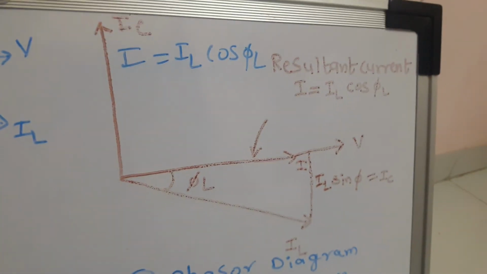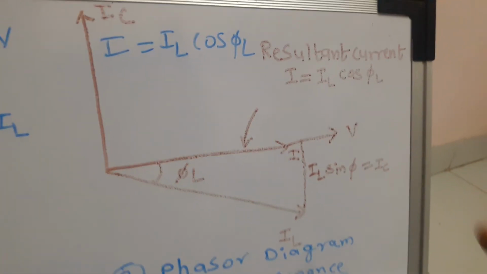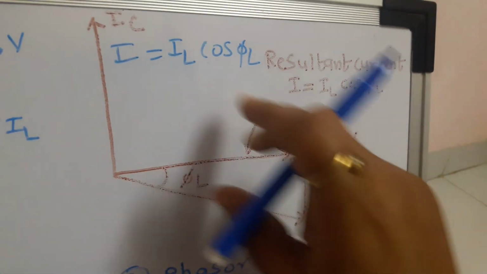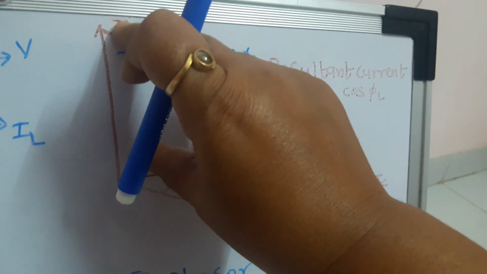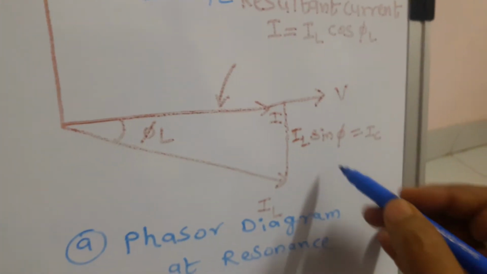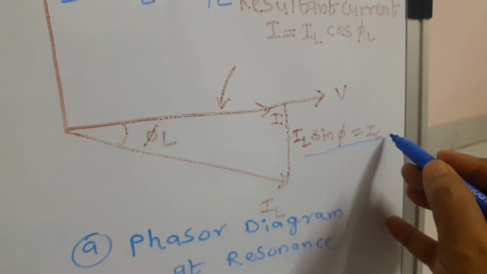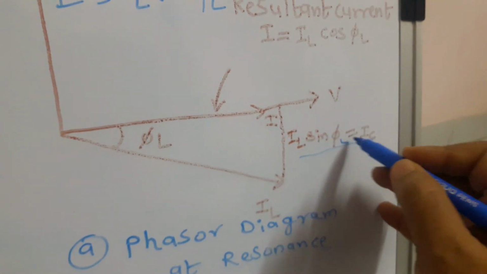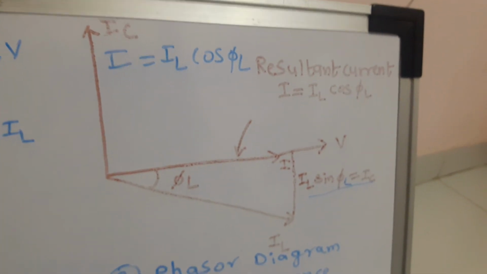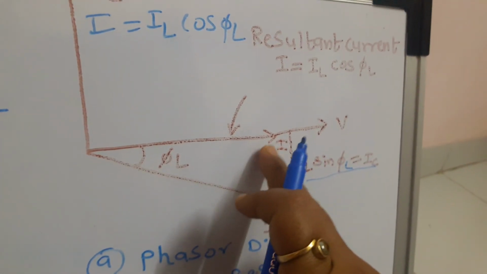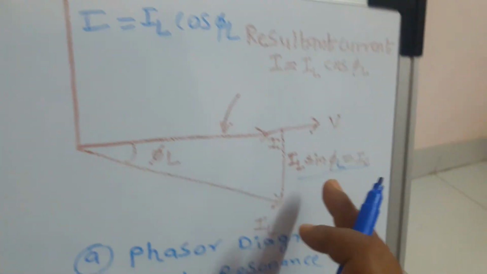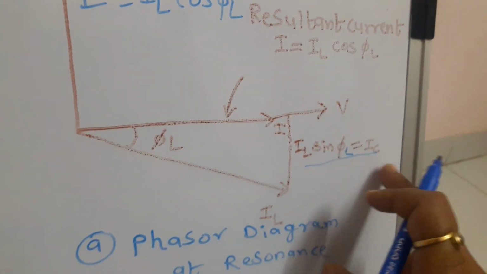And as at resonance the reactive current is equal to 0, this vertical portion, that is IL sin phi L, must be equal to this vertical current IC. So these are equal and opposite to each other at resonance. So we can write IL sin phi L is equal to IC. At resonance the resultant current I is equal to IL cos phi L, and IL sin phi L is equal to IC.